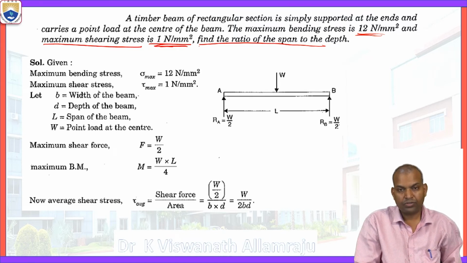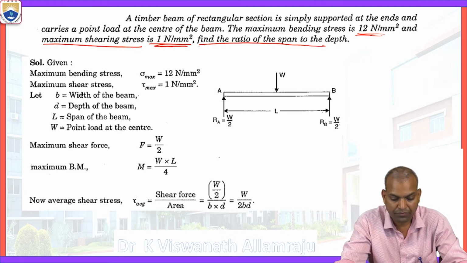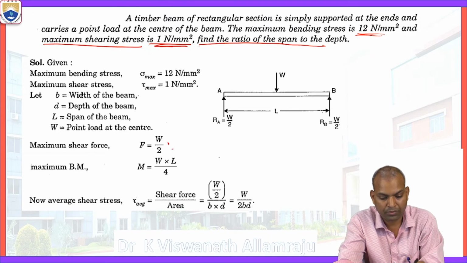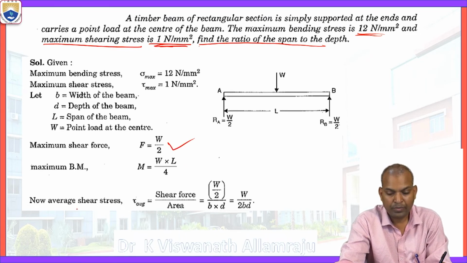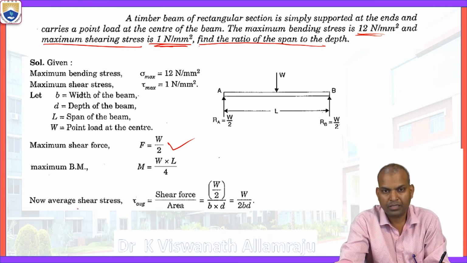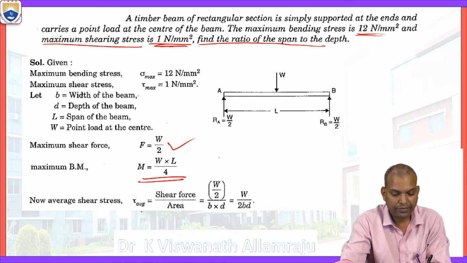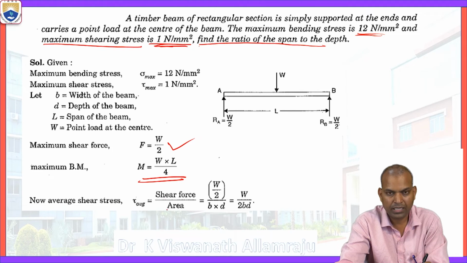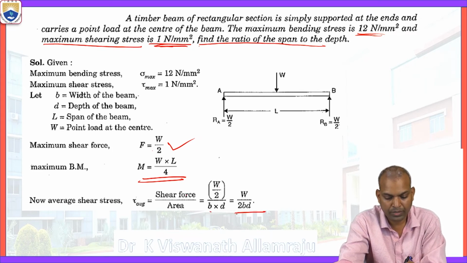Now we know the maximum shear force for this type of beam: F equal to W by 2, that is the W by 2 shear force, the maximum. And the maximum bending moment for this simply supported beam having a point load at the center is WL by 4. Now what is the tau average? Average shear stress equals shear force by area BD. What is F here? W by 2, so W by 2 BD.